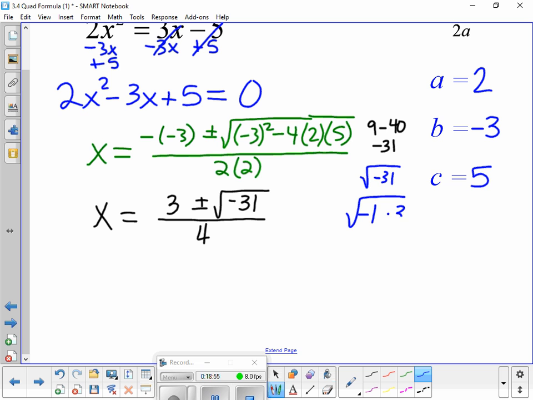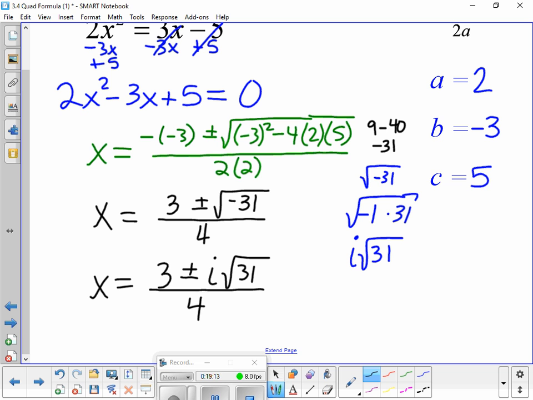Negative 1 times 31. Well, the square root of negative 1 we know is i, so this is an i root 31. So we can replace that root negative 31 in our equation. So it's 3 plus or minus i root 31 over 4. And there are no other perfect squares in the number 31, so that one will stay. So there are our two solutions. These ones are imaginary. They are called non-real or complex solutions. And there are still two of them, they just are not real.